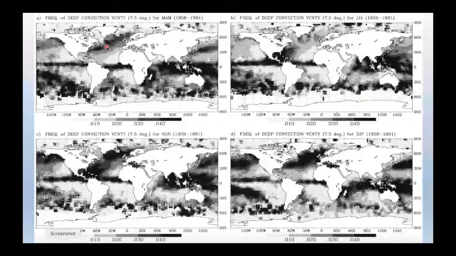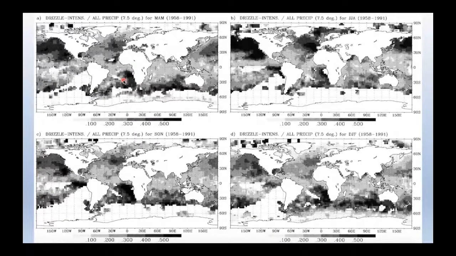You can look at the frequency of deep convection in the vicinity of the ship, and you get slightly different patterns. You see the ITCZ very clearly. You see things going on in the Indian Ocean. It's a different distribution, and you don't see nearly as much going up into high latitudes as we saw on this plot.